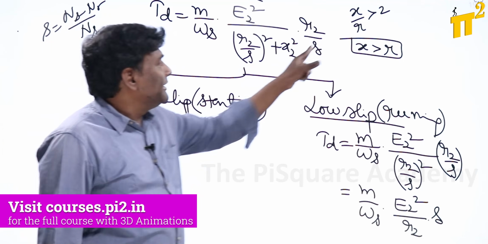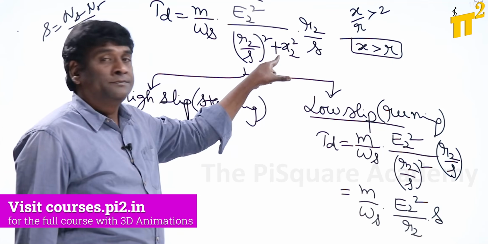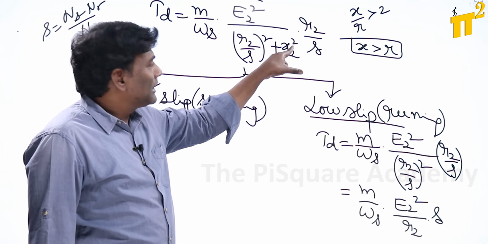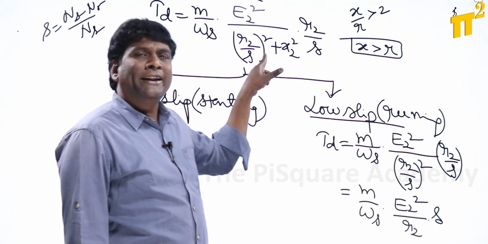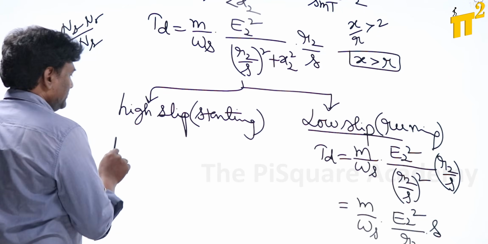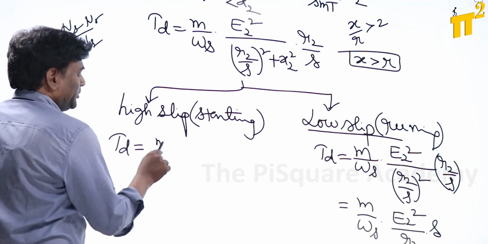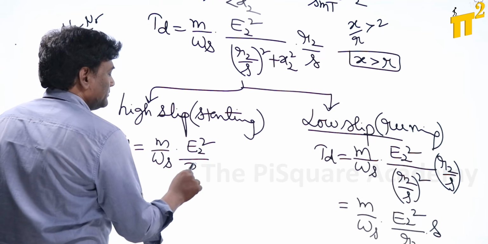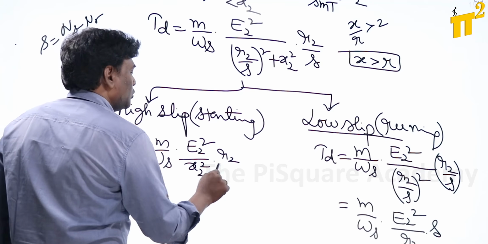Okay, so when slip is nearer to 1, X value is going to be more than R value. The slip is nearer to 1. Under those conditions, X2 values are going to be more compared to R2 by S value. So neglect R2 by S. Then my TD is going to be m by omega s into E2 square by X2 square into R2 by S.